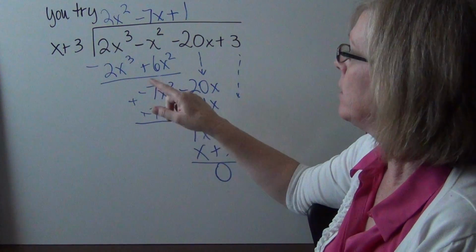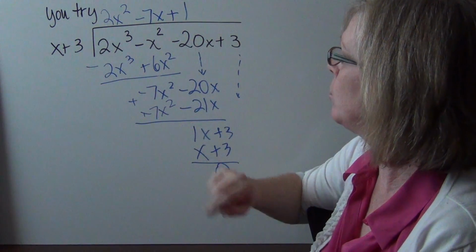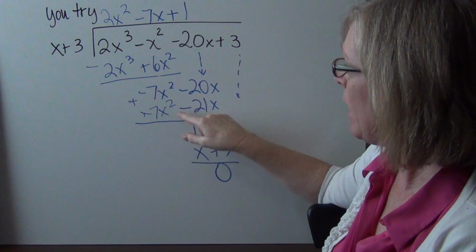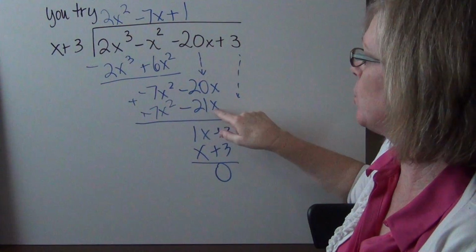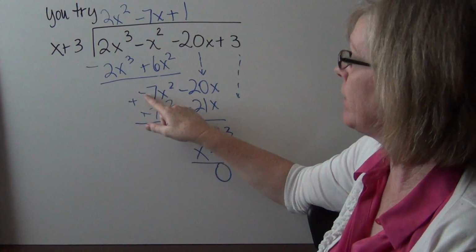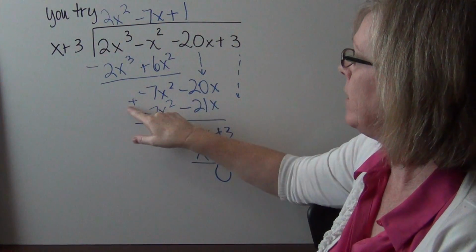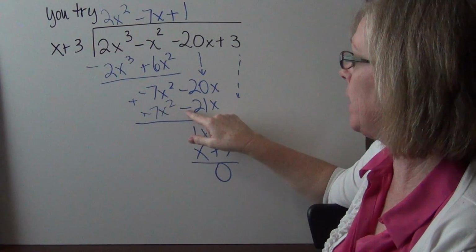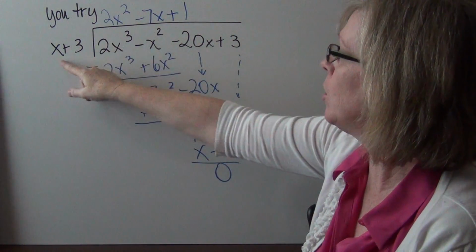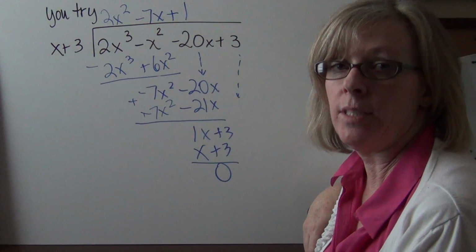Negative 7x squared. And then I say, how many times does x go into negative 7x squared, and it goes negative 7x times, right? I multiply times both, and I get over here negative 21x, 7 times 3. Negative 7 minus negative 7 is negative 7 plus 7, so that went away. Negative 20 minus negative 21, or negative 20 plus 21, is 1x. I brought down my 3. How many times does x go into x? 1 time. And I multiplied and got x plus 3, and I have a remainder of 0.